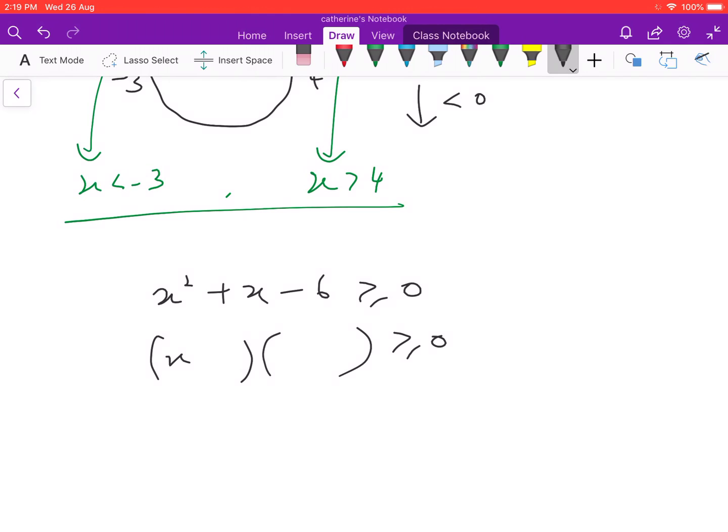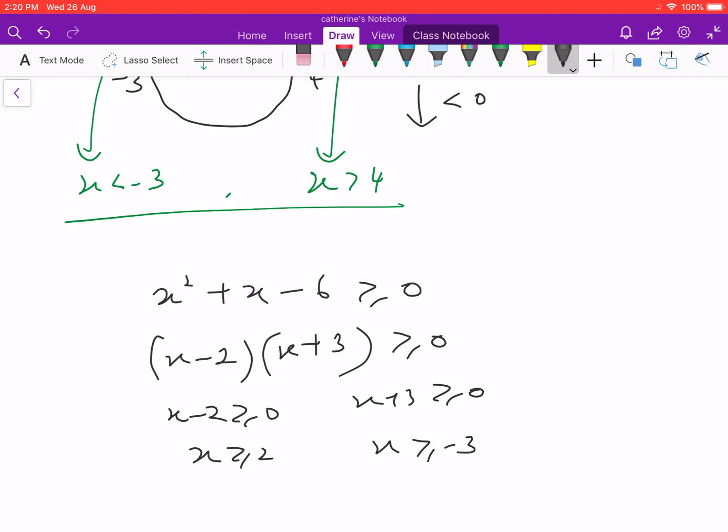So I have x, and then the factors for 6 will be 3 and also 2. Since we want it to be positive x, it will be positive here, negative here. So I have two options of answer, where x minus 2 more than or equal to 0, x plus 3 more than or equal to 0. So x will be more than 2, and x will be more than or equal to negative 3.